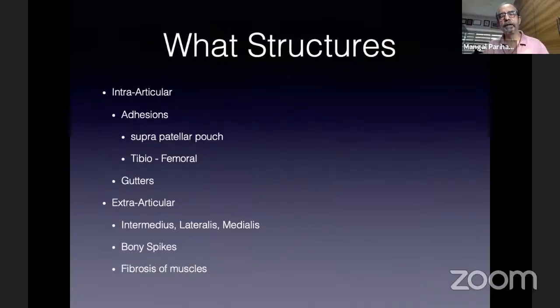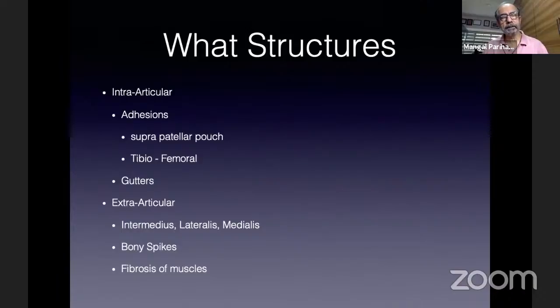I normally will give up to a year for nature to do its job. And I think 60-70% of the patients, especially if there hasn't been too much intra-articular adhesion, will restore movement towards the end of a year. But basically, what are the structures which get affected? We need to look at intra-articular adhesions, which may be in the suprapatellar pouch, also tibiofemoral adhesions, and adhesions of the gutters, where the gutters get obliterated. And the other is extra-articular.